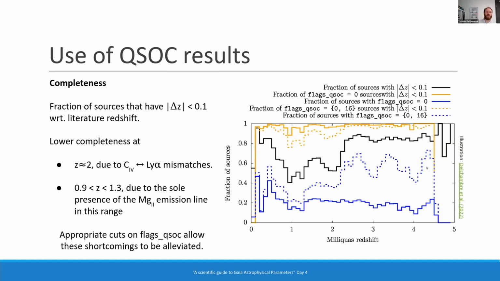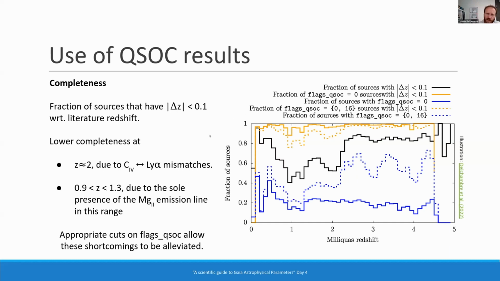Now, another way of looking at the QSOC result is to look at the completeness. By completeness I mean the fraction of sources that have an absolute error on the redshift lower than 0.1 with respect to the literature value. So this is what fraction we are recovering for a given true redshift.